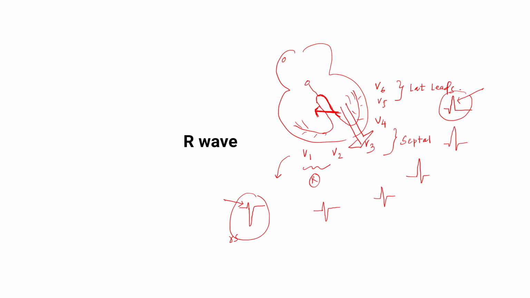So what you can see here is that the R wave amplitude is gradually increasing from V1 to V6. Now this is known as R wave progression, or the normal R wave progression.